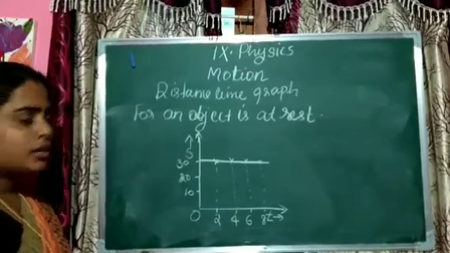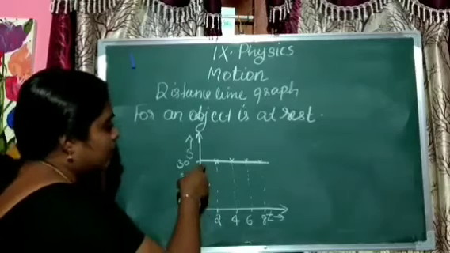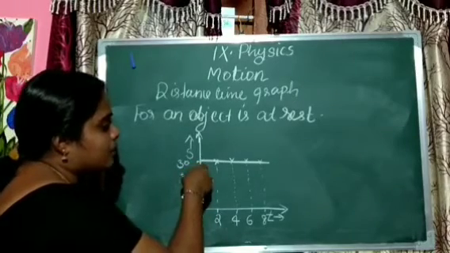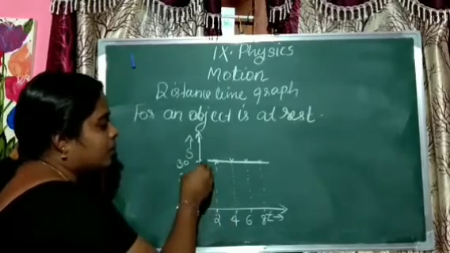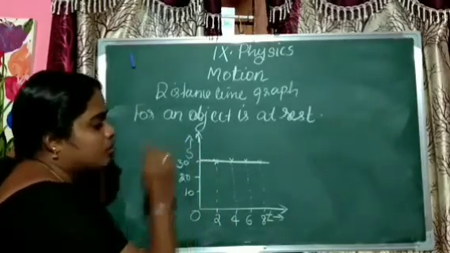Okay. Clear? So, if the distance time graph is parallel to the x-axis, what does it mean? That is, the object is at rest.